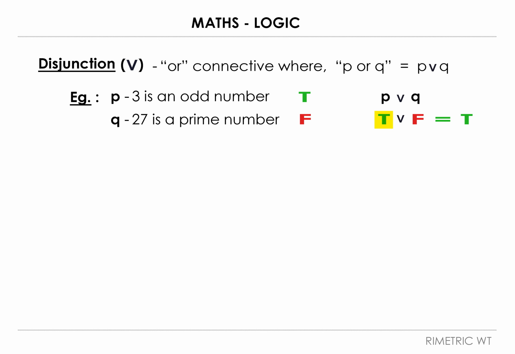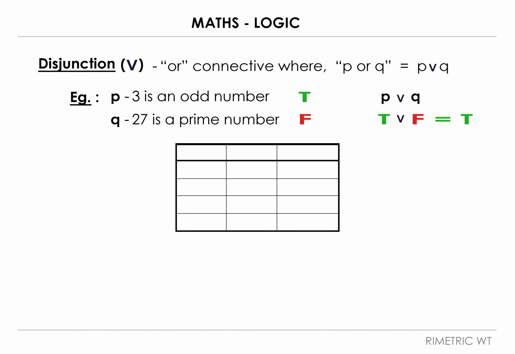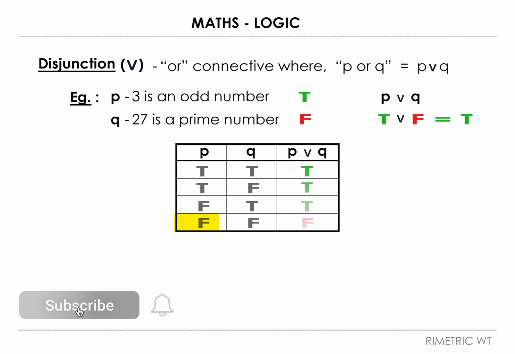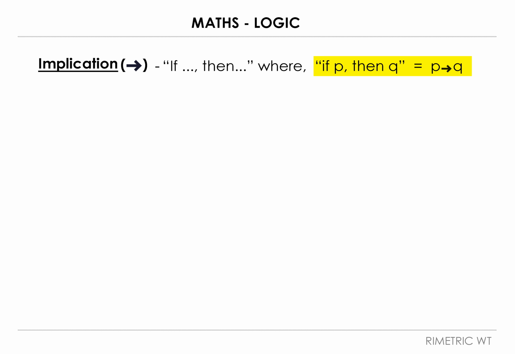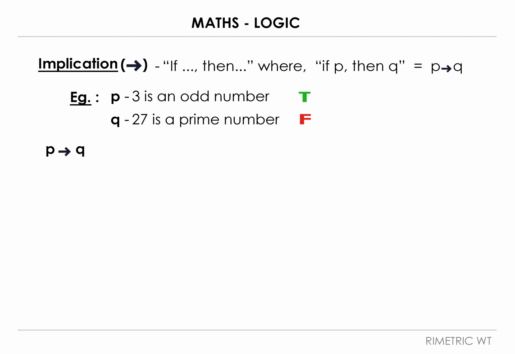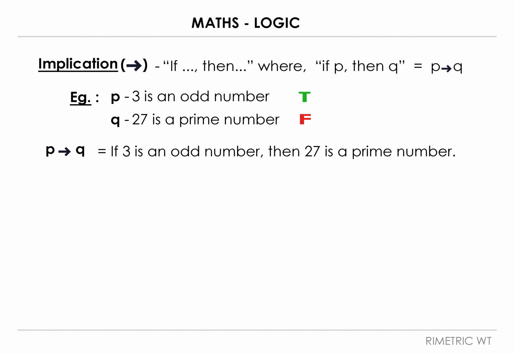Now, let's look at the possible combinations of truth values for two propositions joined by a disjunction in a truth table. As shown in the table, a disjunction is false only when both propositions are false. Otherwise, it is true. The last two are really important for higher math. We have the implication, or the if-then statement. For example, if 3 is an odd number, then 27 is a prime number.